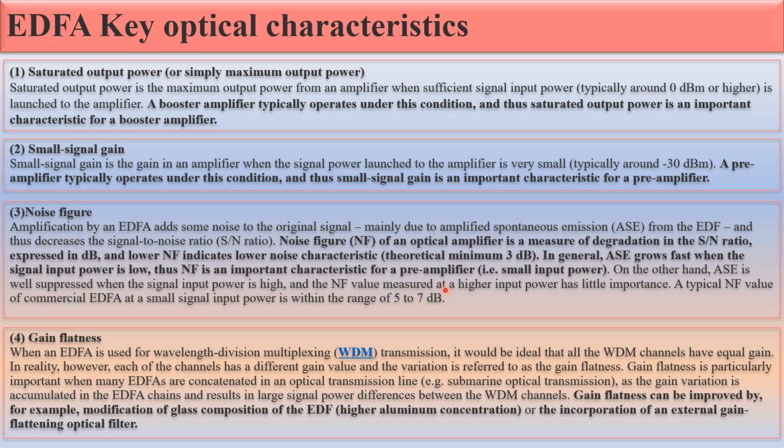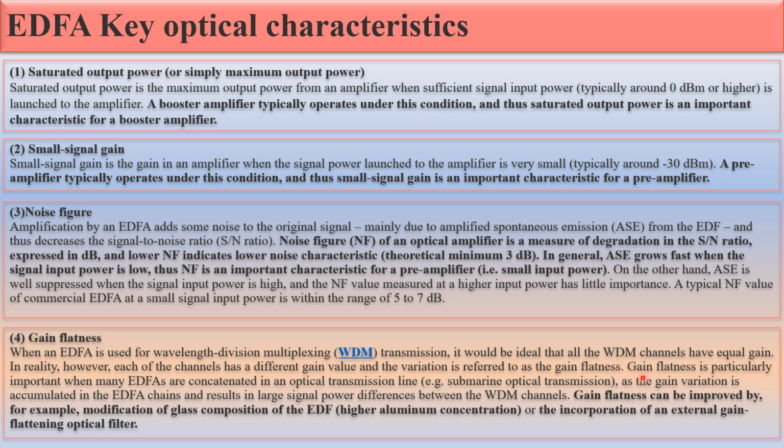So, gain flatness. When an EDFA is used for wavelength division multiplexing transmission, it would be ideal for all WDM channels to have equal gain, because the input of the EDFA is multiple channels. I mean the aggregate signal is going to the EDFA. So it is very important that all the channels have equal gain. That is called the gain flatness. In reality, however, each channel has a different gain value, and the variation is referred to as the gain flatness.